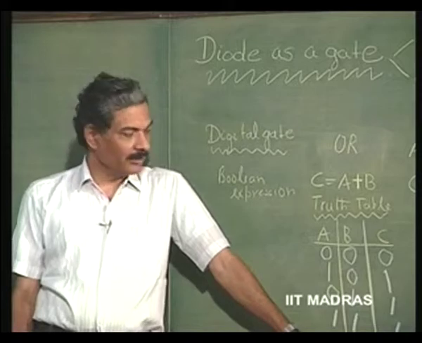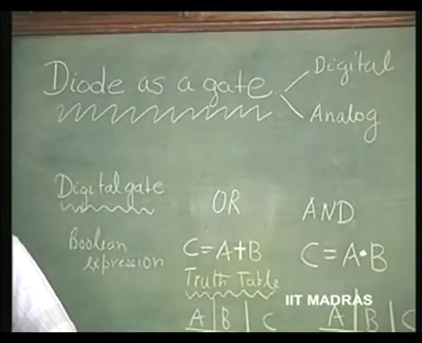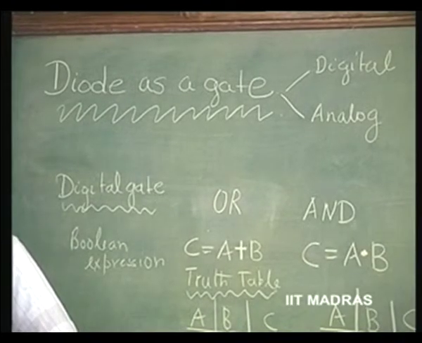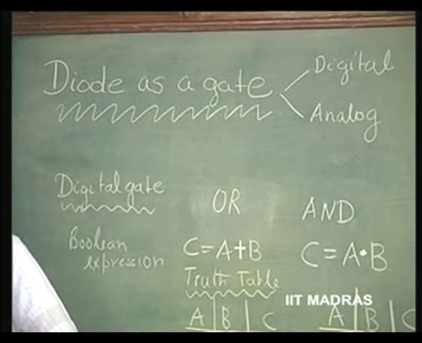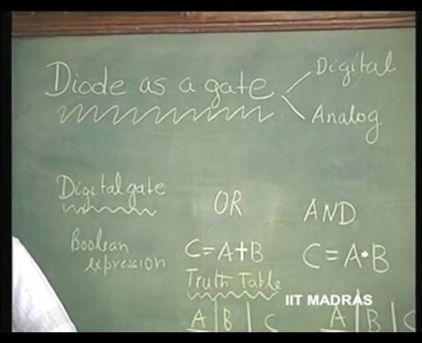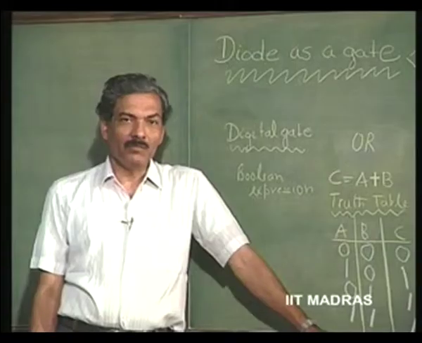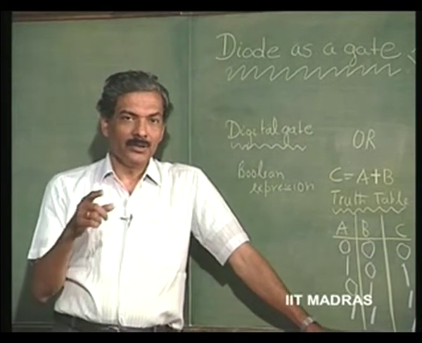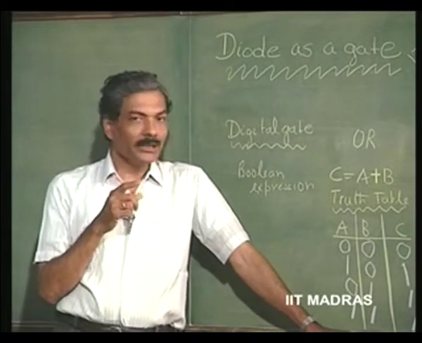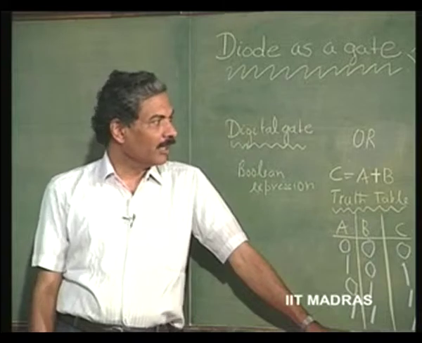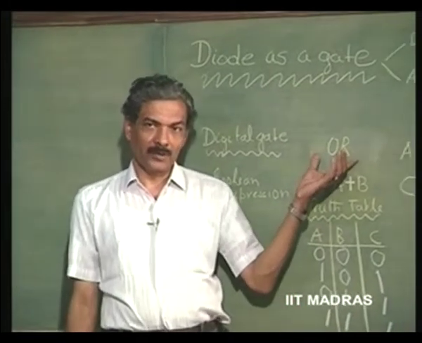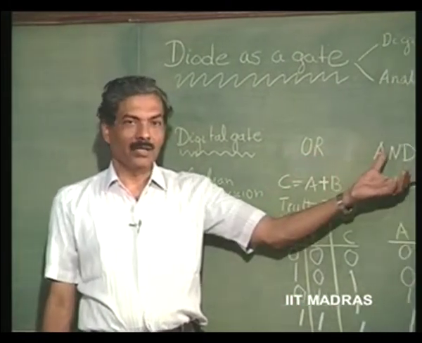Gate. This is an important building block in digital circuits. That is, diode as such along with resistors can be used for formulating two operations, Boolean operations they are called, OR operation and AND operation.